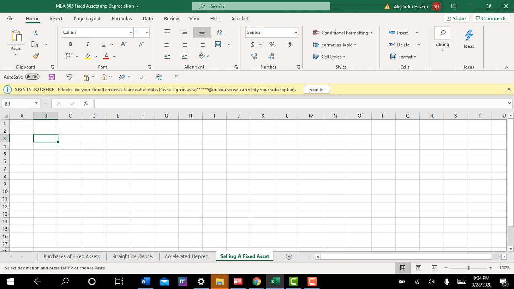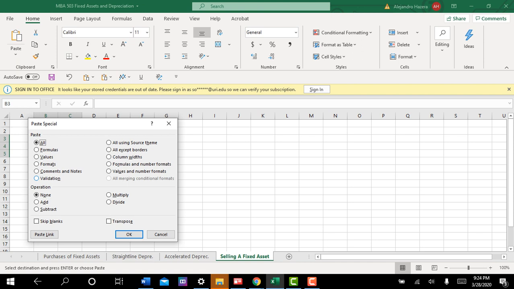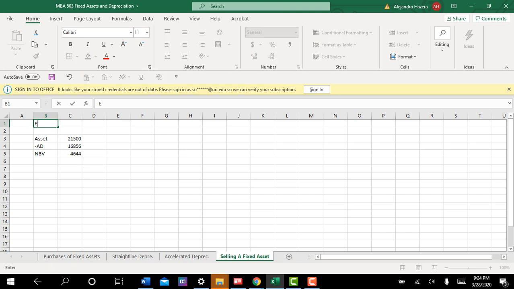Okay, I got to copy these things as values. Paste special to values. I know there's an easier way. Okay, so we're at the end of year 3 for the previous example, and we've decided we may want to sell this asset. Okay, and let's just say, we've done this in class already. Let's say you can sell for a gain, or you can sell for a loss.